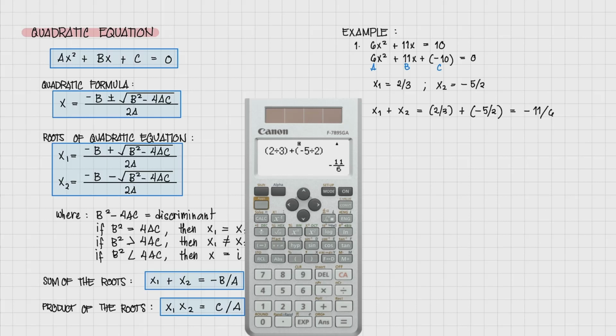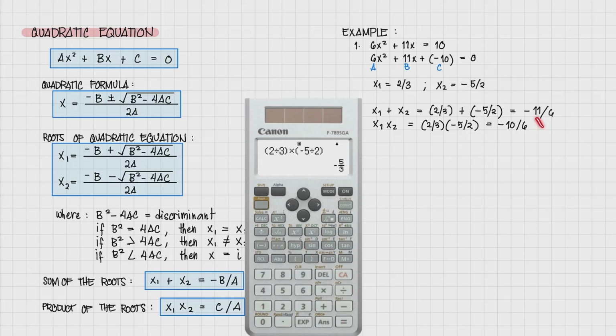So, tama. What about product of the roots? So, x1 times x2 is equals to 2 over 3 times negative 5 over 2. And that's just equal to c over a. Diba? C natin is negative 10. A is 6. So, solving for that, so multiply lang natin to. So, you'd get negative 5 over 3.